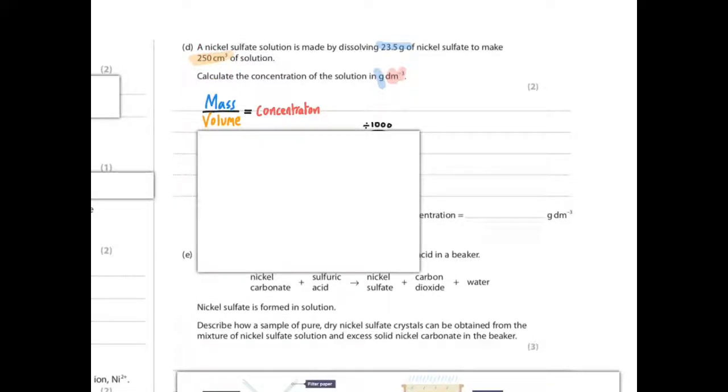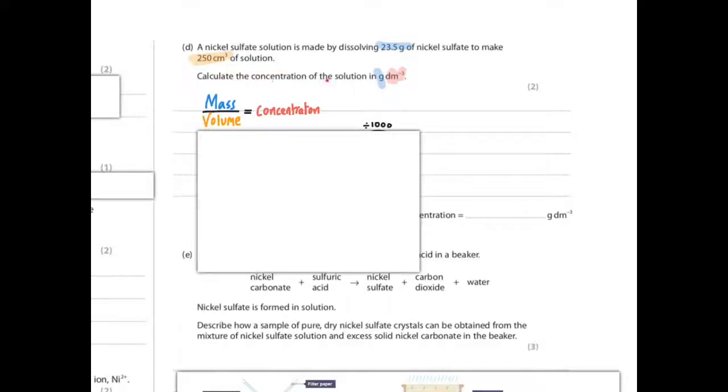So the concentration is worked out by dividing mass by volume. You'll need to remember this. It's not given to you as a formula. Mass divided by volume is concentration, because concentration is how much matter there is in a 3-dimensional volume of liquid. There's one catch here.